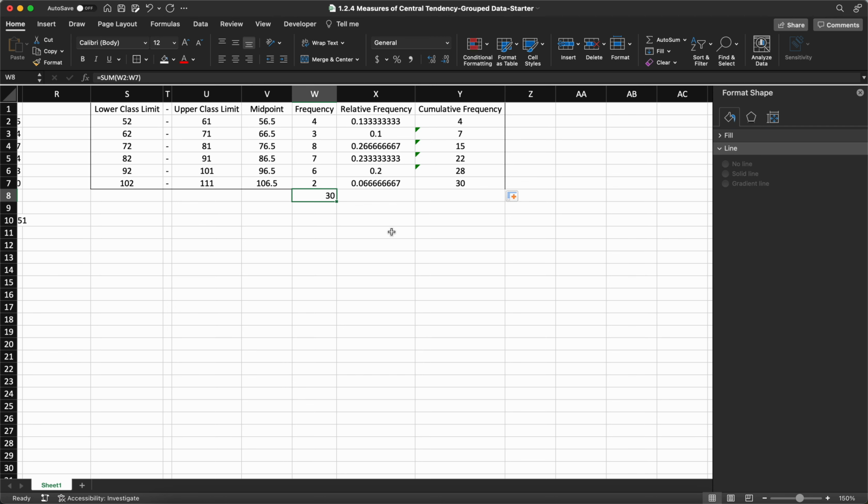All right, so I want to find the mean. What I'm going to do is down here, I'm going to reference my midpoint because that's the value. We're saying that all the numbers that are between 52 and 61 actually have a value of 56.5. We know that probably isn't true, but that's how we're going to do it because it's all we can do.